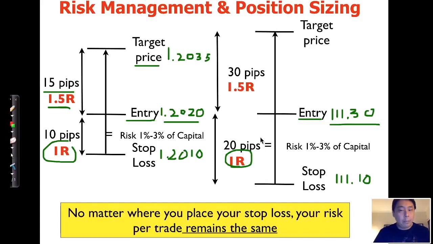Okay, so if I'm risking 20 pips, my target price must be 1.5 times above the entry. 1.5 times 20 is 30 pips. Target price at 111.60. There you go. So again, no matter where you place your stop loss, your risk per trade remains the same, and your target price is always 1.5 times your risk. All right?